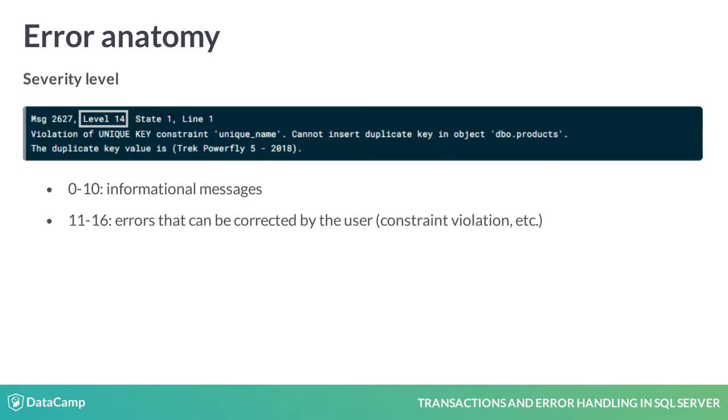Levels from 11 to 16 are errors that can be corrected by the user. For example, constraint violations, as we got in our error message. Levels from 17 to 24 are other kinds of errors, such as software problems or fatal errors. The complete list of severity levels is available through Microsoft.